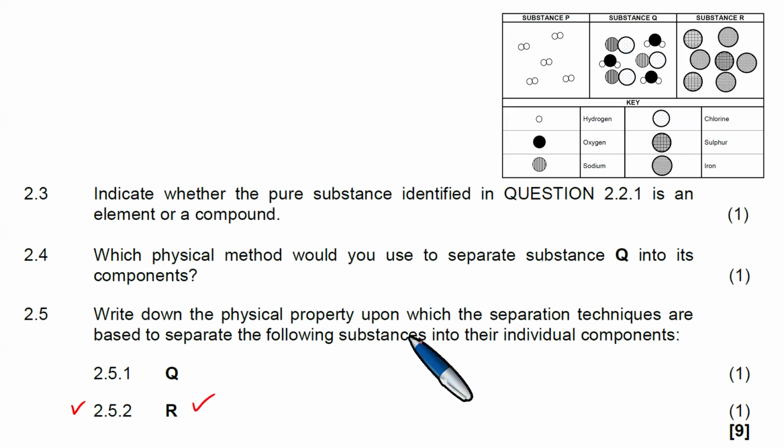So if you look at R, what is the physical property to separate R? This one is iron and sulfur. What would you use to separate iron and sulfur? What physical property can you use there? To separate those, we use magnesium.